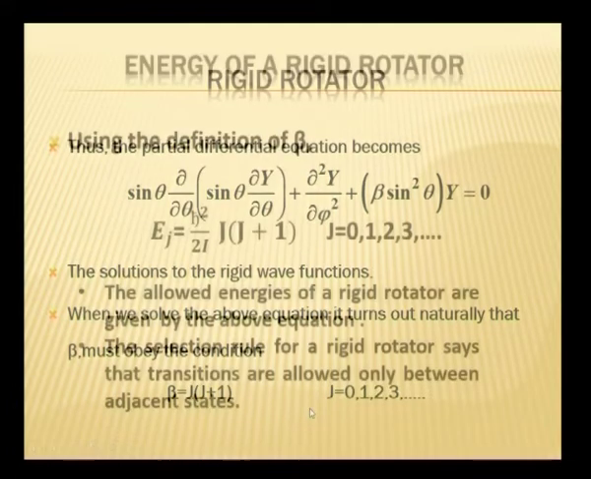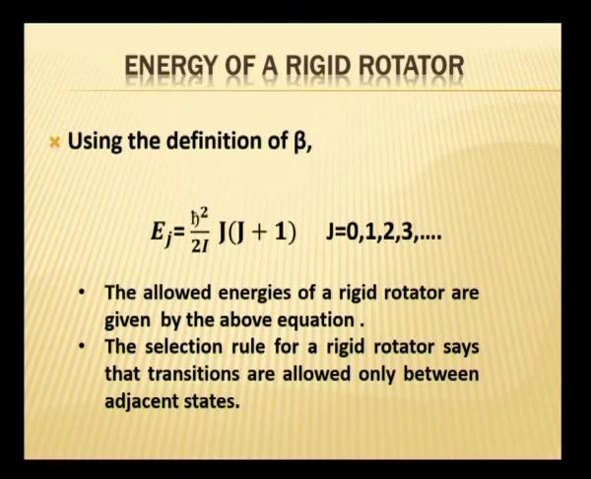So, the values of beta will be j into j plus 1, and using the definition of beta, what are E j? E j are the rotational energy eigenvalues. They will become h bar square by 2 I, where I is the moment of inertia, multiplied by j into j plus 1. These are the energies of a rigid rotator. They are the energy eigenvalues, right? E j are the energy eigenvalues.